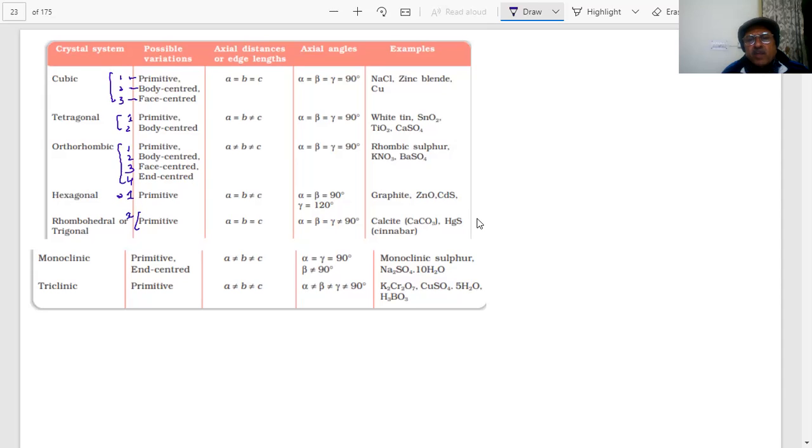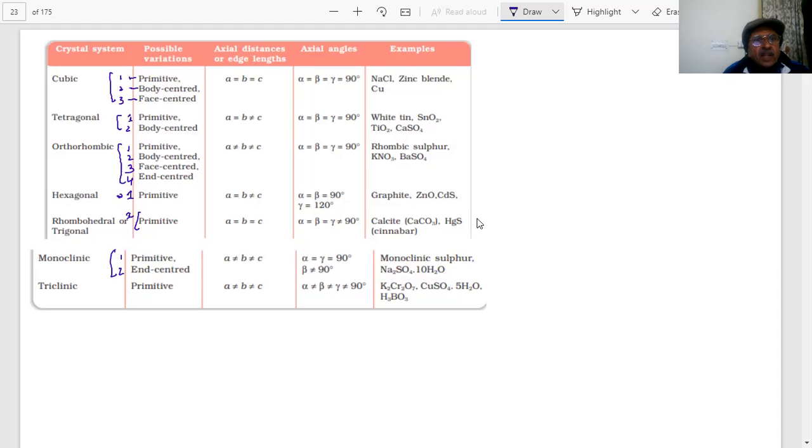Which contains calcium, students. And cinnabar is a very important ore of mercury, but it has a rhombohedral or trigonal unit cell. Then monoclinic has two, students, one and two. A not equal to B, B not equal to C, alpha, gamma 90 degrees, beta is not. Monoclinic sulfur. We have discussed the allotropes of sulfur, rhombic and monoclinic. Sodium sulfate with 10 water molecules, students.